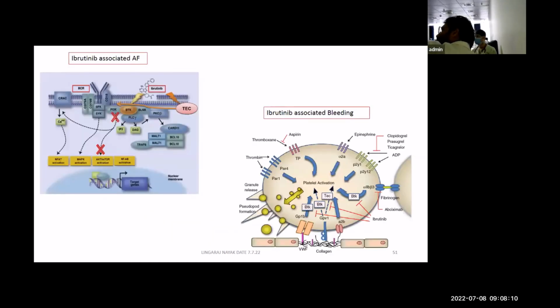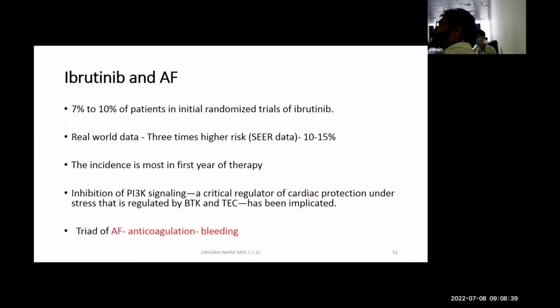So I have given these nice cartoons showing how ibrutinib-induced atrial fibrillation occurs and how ibrutinib causes bleeding. I told you about TEC. So when ibrutinib inhibits TEC, it inhibits the PI3K pathway. The PI3K pathway is important to maintain the electrical equilibrium of our heart muscles. Once the PI3 kinase pathway is hampered, any kind of stress can lead to atrial fibrillation. So that is the reason why ibrutinib causes atrial fibrillation. Bleeding, again, is inhibition of TEC.